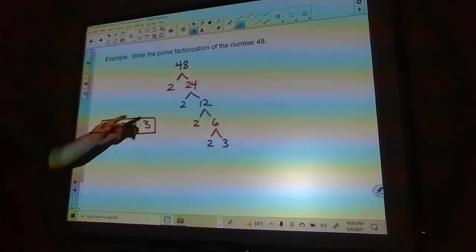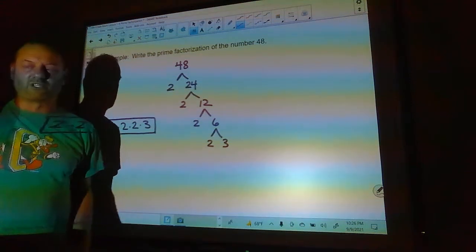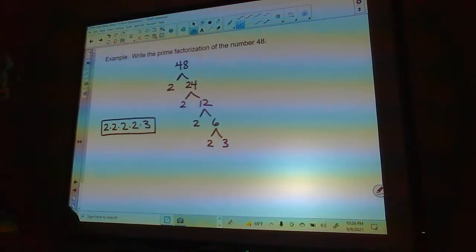Be real careful when you write these out, because if you have a lot of 2's, it's easy to leave one off or get an extra one in there.